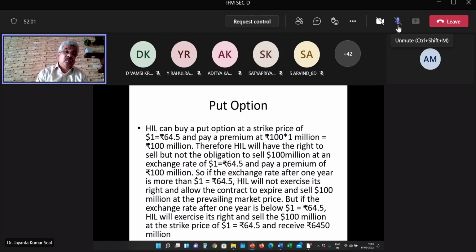Now, at the end, if you exercise your right, you calculate the total amount, but the premium paid is a sunk cost. So it will not affect your future decision. That is, whether you will exercise your right or not is not determined by the premium which you are paying. Okay.